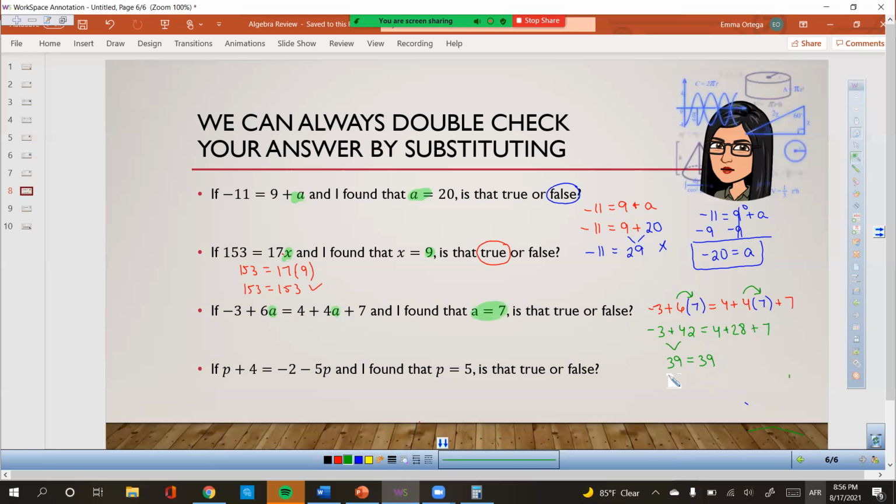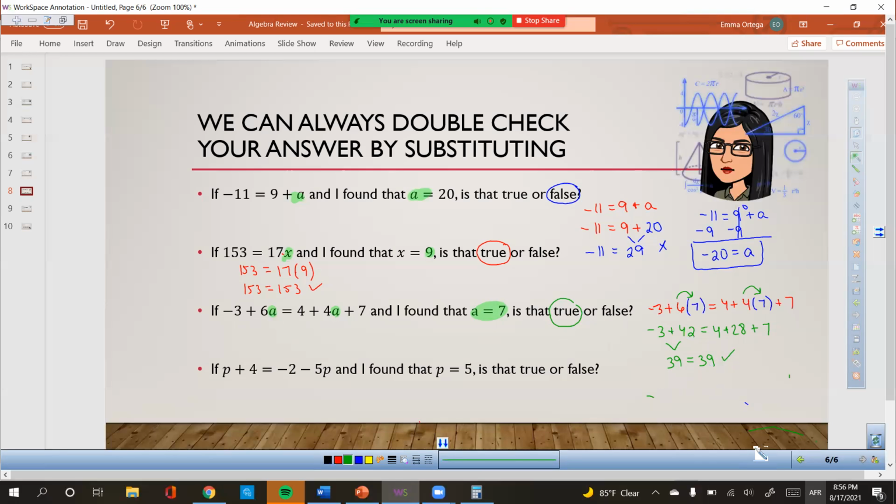So again, since we got the same thing on both sides of the equation, that means my answer is true. That means that my a has to be 7 in order for this to be balanced, in order for the left side to be equal to the right side. And as you can see, we proved it right here.